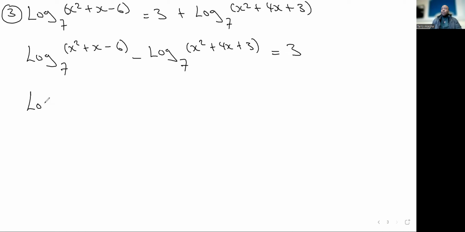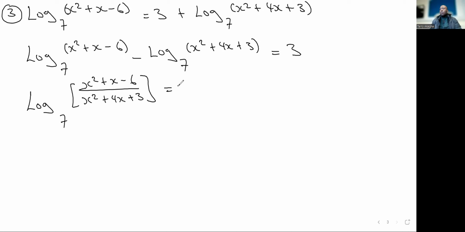So we're going to have log base 7 of (x squared plus x minus 6) divided by (x squared plus 4x plus 3) is equal to 3. So this is log law 2, the division law. All right, so we talked about this earlier. So you can go back and have a look.